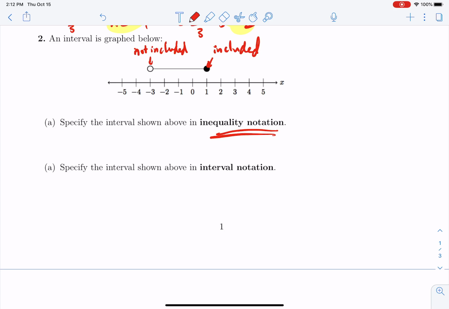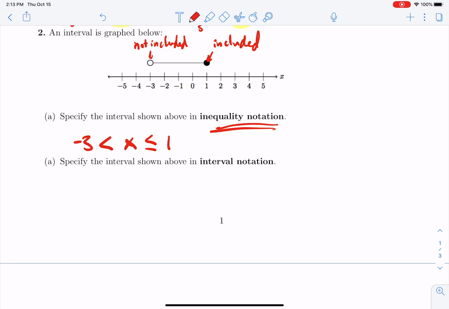Okay, first, inequality notation. So we're interested in the interval between -3 and 1. For inequality notation, I'm going to put the x in the middle. So that -3 is not included, so we know that x is greater than -3. That's why the mouth of the inequality sign is open towards the x. And I also know it is less than or equal to 1 because that 1 is filled in.